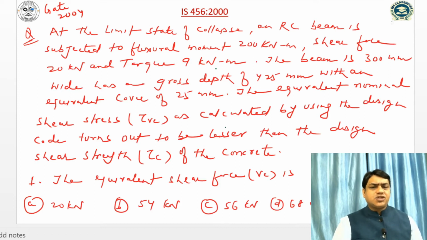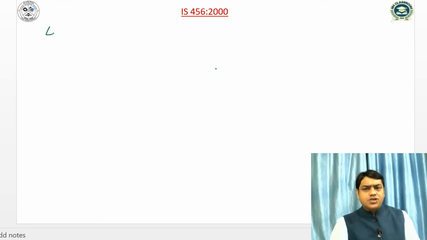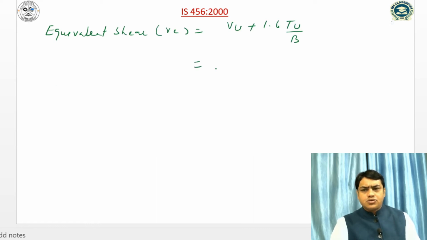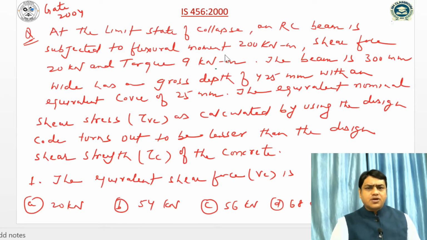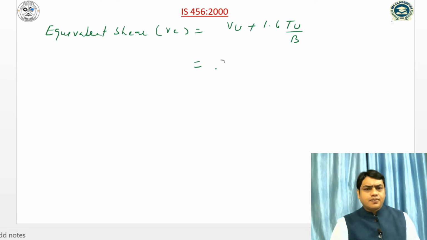The equivalent nominal shear stress as calculated by using the design code turns out to be lesser than the design shear strength of concrete. So what is the equivalent shear force? Equivalent shear can be computed as I told you. Equivalent shear force VE is equal to VU plus 1.6 TU by B. So shear force is given, factored shear force, that is 20 kilonewton. So it will be 20 plus 1.6 into torsional moment.